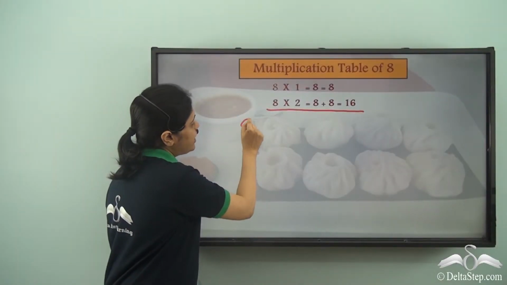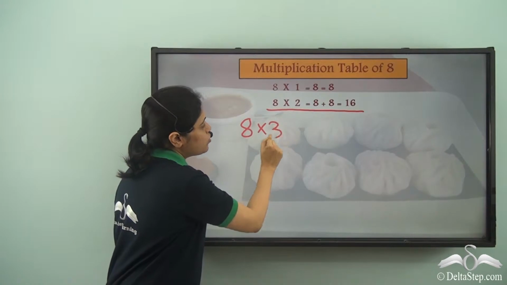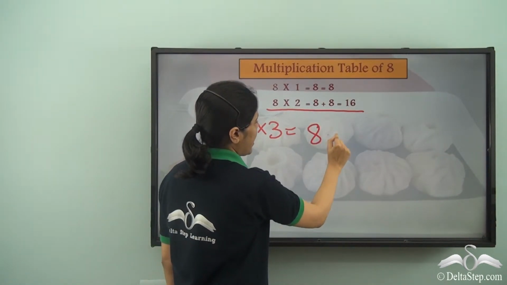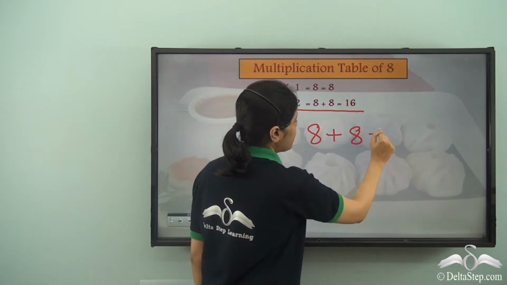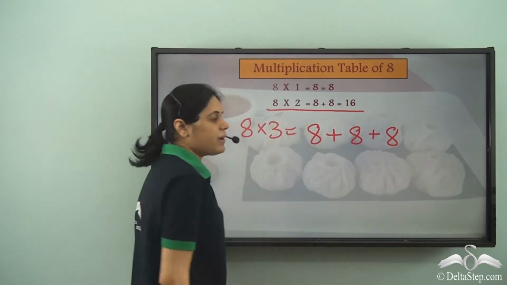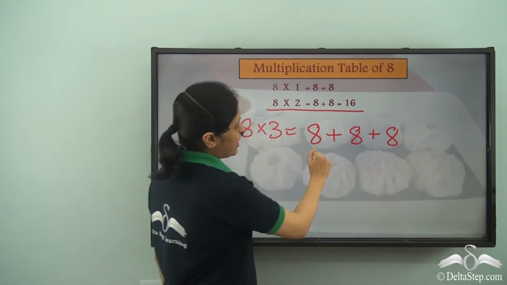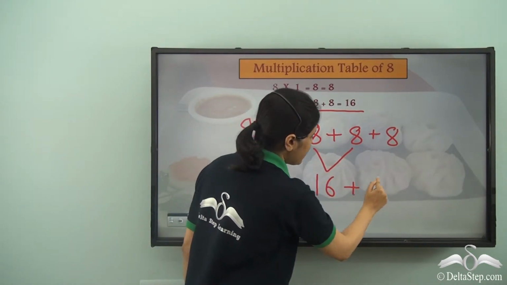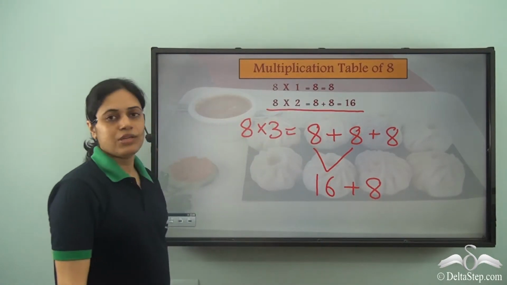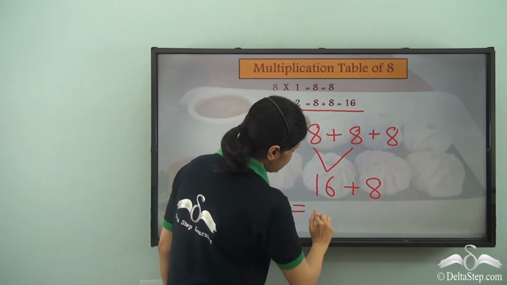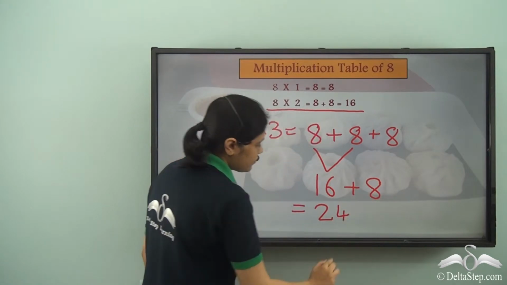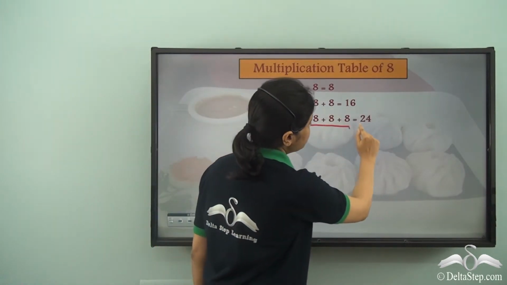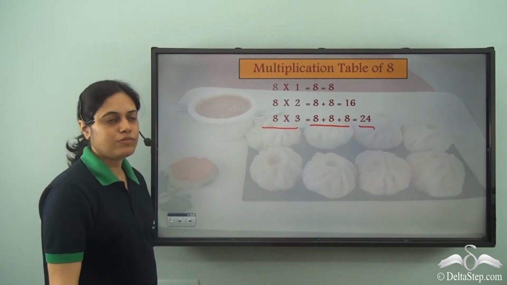What do we need to find next? 8 into 3, which is 8 added 3 times. 8 plus 8 plus 8. 8 plus 8 is 16. And I have another plus 8. 16 plus 8 is 24. So 8 into 3 is 8 plus 8 plus 8, which is 24.